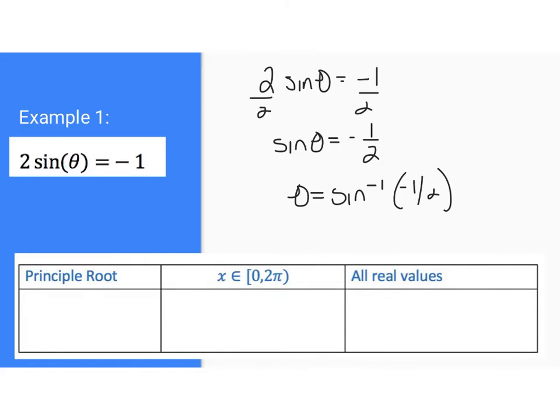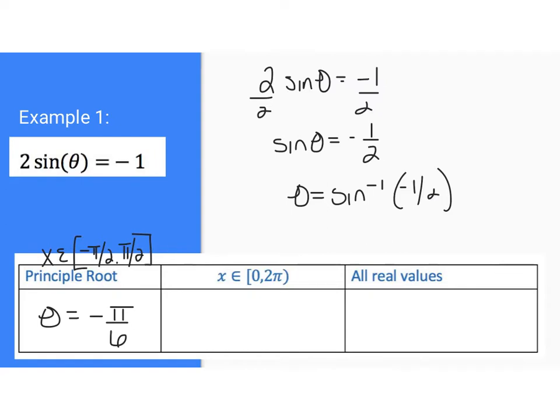Now, if we want to find the principal root, our principal root domain is between -pi/2 and +pi/2, so we're looking at quadrant 1 and quadrant 4 for our answer. Let's remember that sine is a y value, so we're going to find a y value that's equal to -1/2 in either quadrant 1 or 4. The answer then would be theta equals -pi/6. That's where our y value is -1/2.